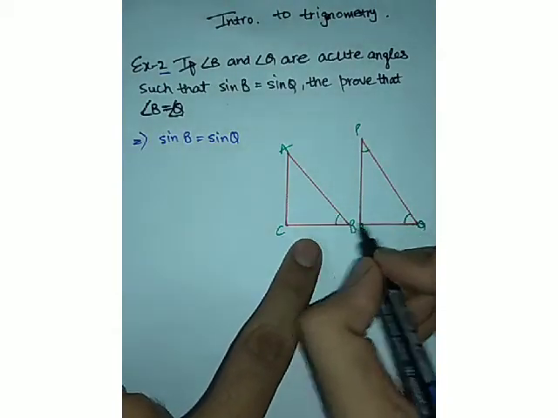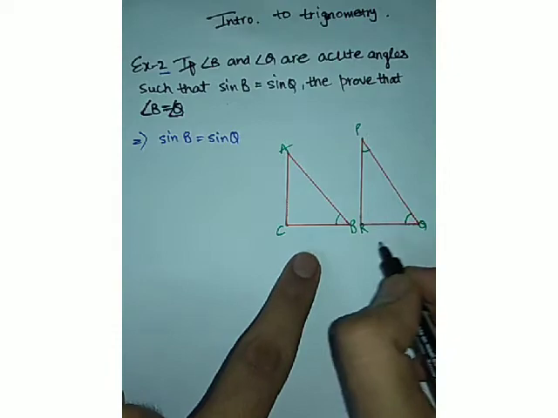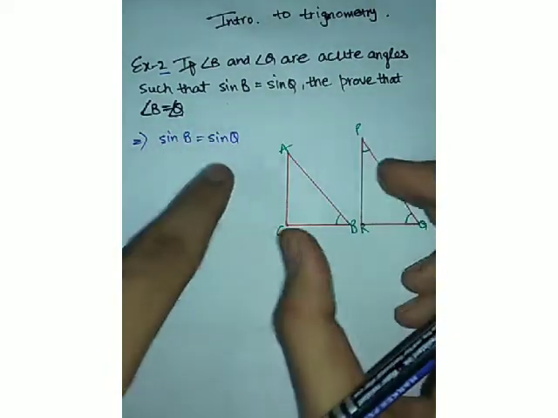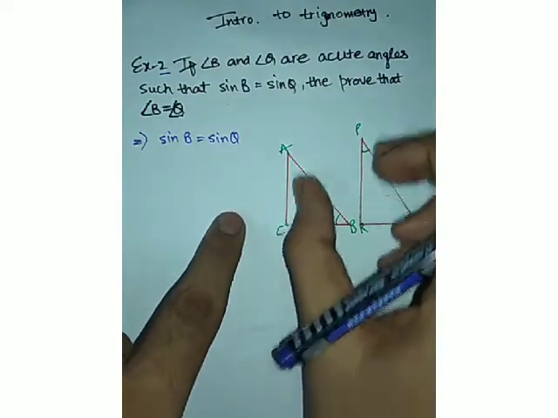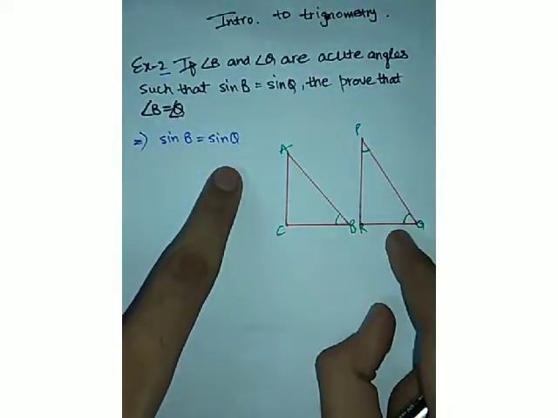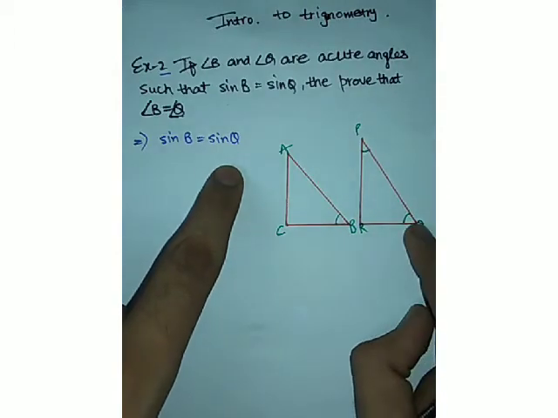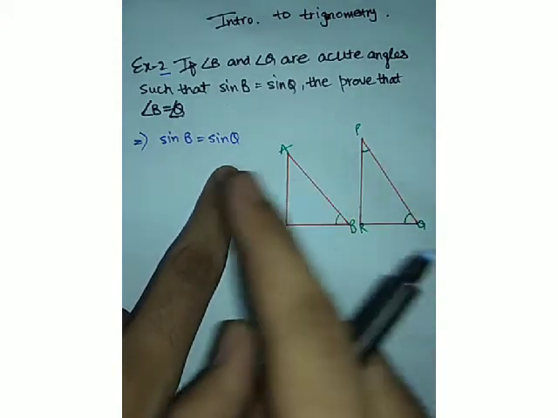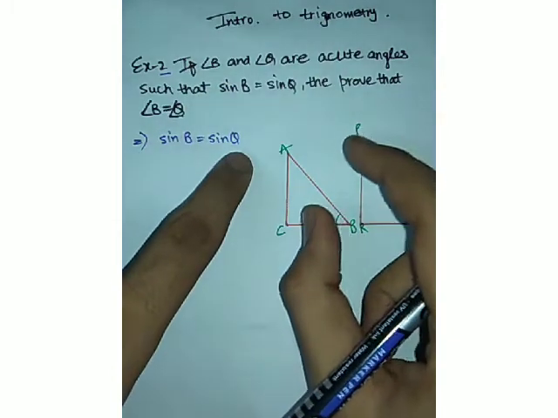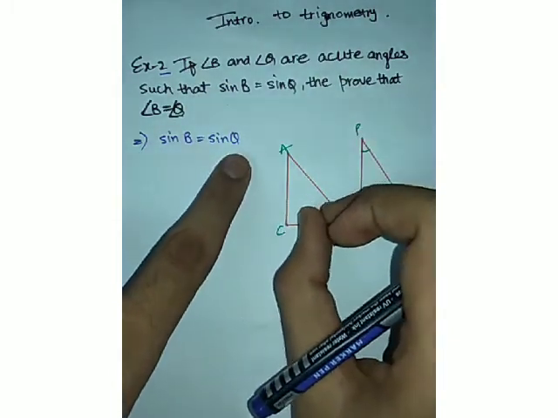Now these two angles are from two different triangles, as you can see in the figure. So we will be applying the concept that we have to prove that these triangles are similar to each other. Then we will just equate the corresponding angles, that angle B is equal to angle Q. Apart from it, there is no other way to prove that angle B is equal to angle Q. We have to prove that these two triangles are similar.